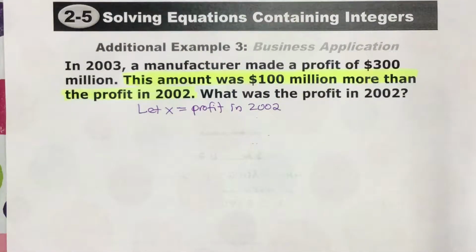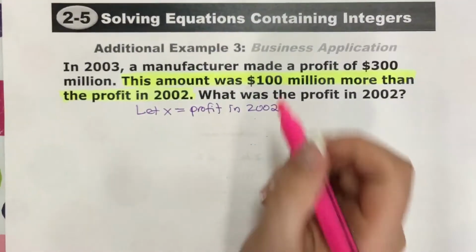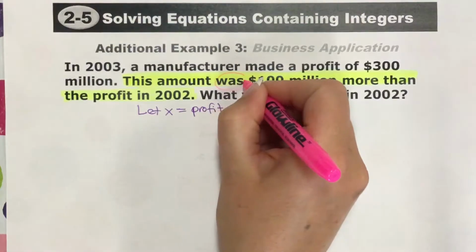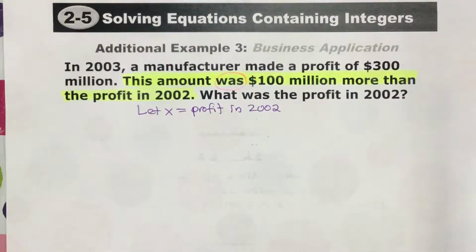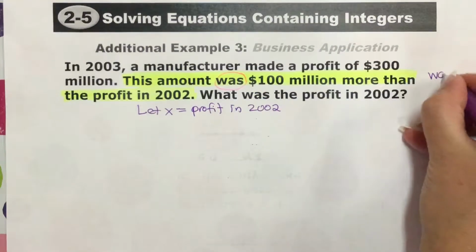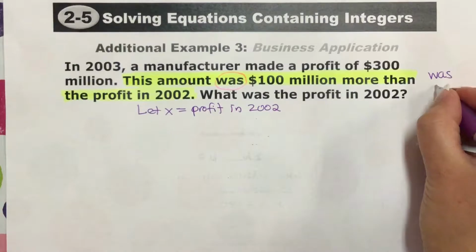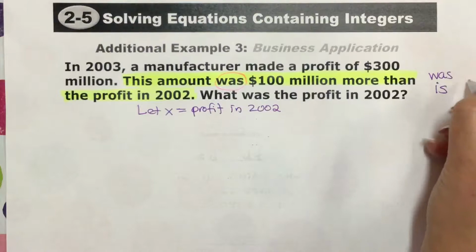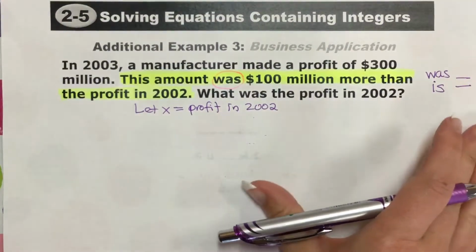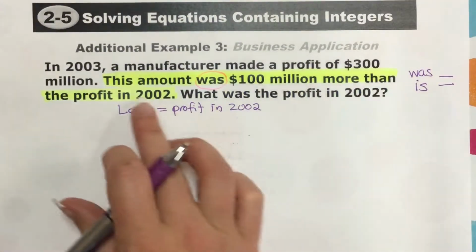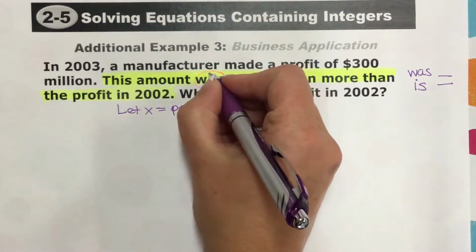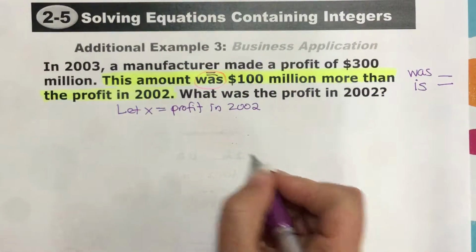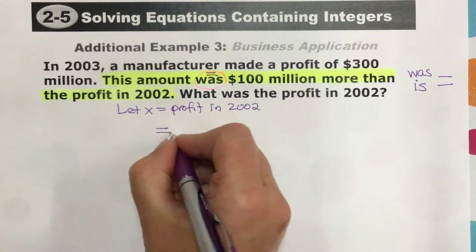Now there's a couple key words. The first key word is the word was. You'll see this in story problems, and what you need to know is whenever you see the word was, which is past tense, but you'll also see the word is a lot of times, which is present tense, was and is mean equals. So when it says this amount was, we know that is equals. So there is our equal sign.